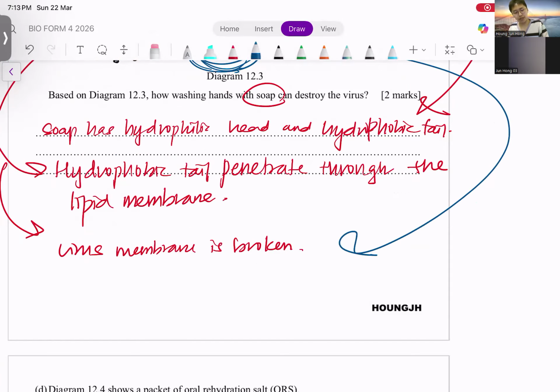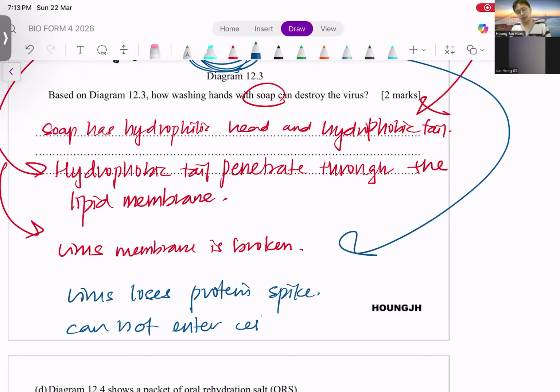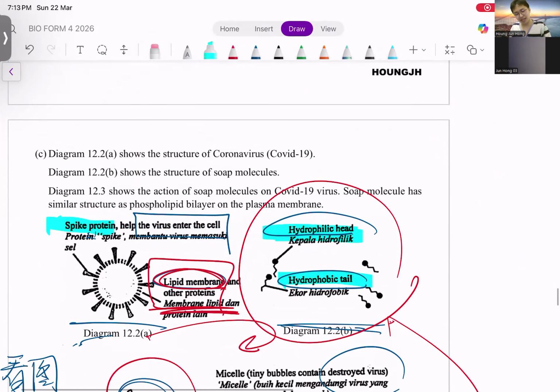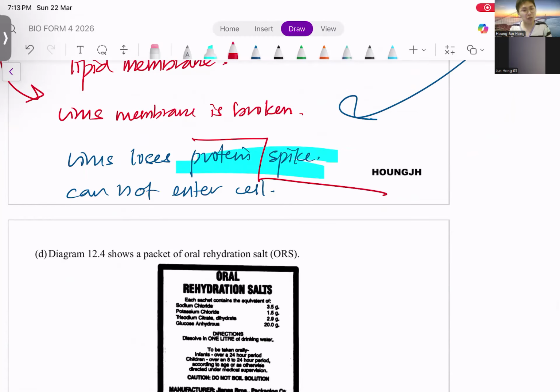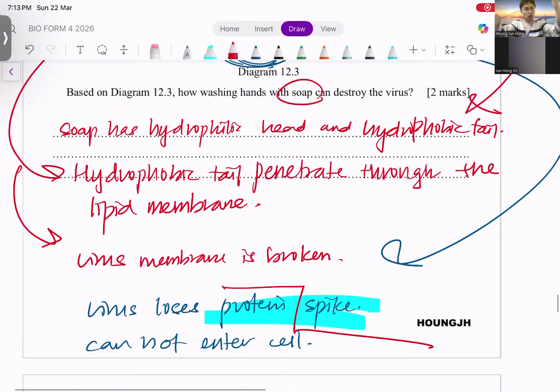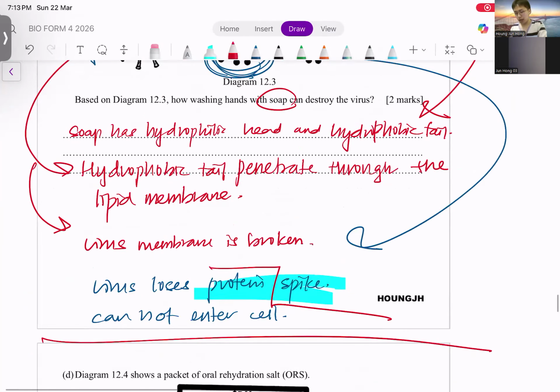So the virus loses the spike protein, so it cannot enter the cell anymore. That's how the virus will stop acting. It'll be useless because it cannot have the spike protein. Because you cannot have the spike protein, that means you cannot enter the cell. Yep, that's how you follow the story and make it into the answer. Okay, that's it.